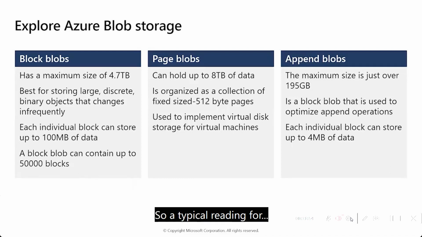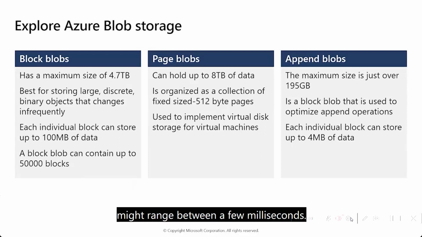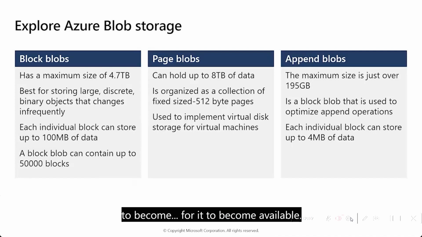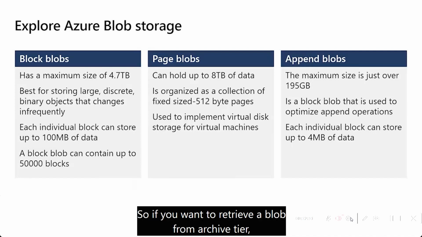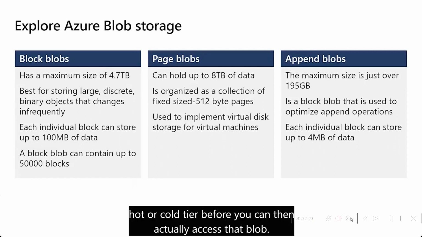So typical reading latency for hot and cool tiers might be a few milliseconds, but for an archive tier, this can take up to hours for it to become available. So if you want to retrieve a blob from archive tier, you must actually first rehydrate it. By rehydrating, I mean you need to essentially upgrade that blob into a hot or a cool tier before you can then actually access that blob.